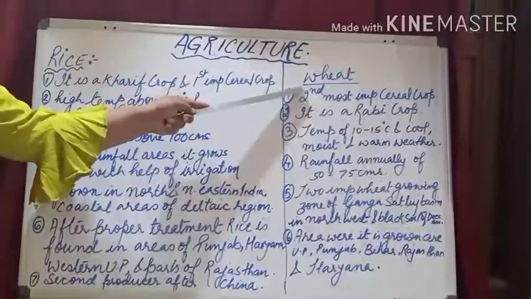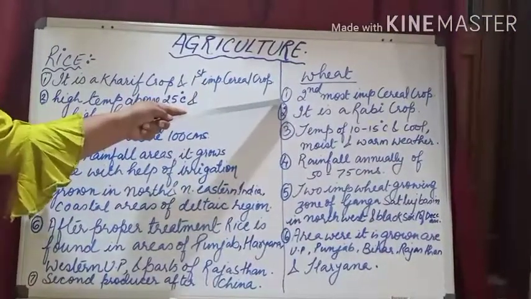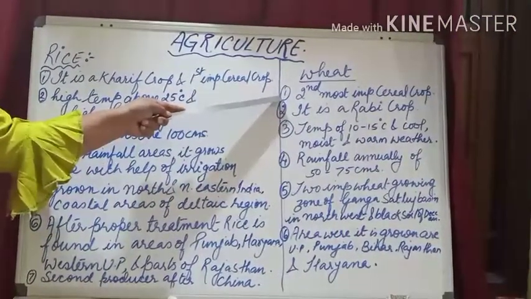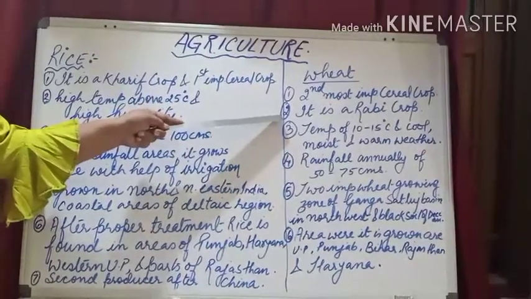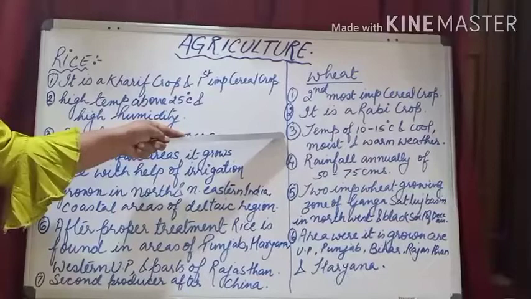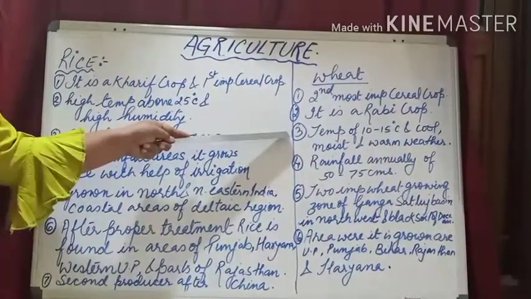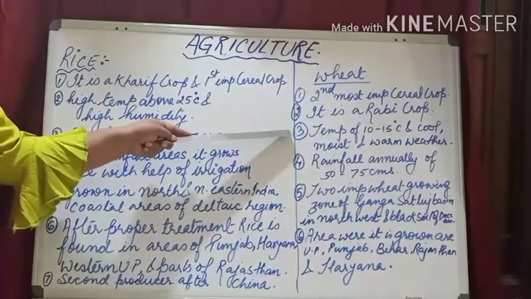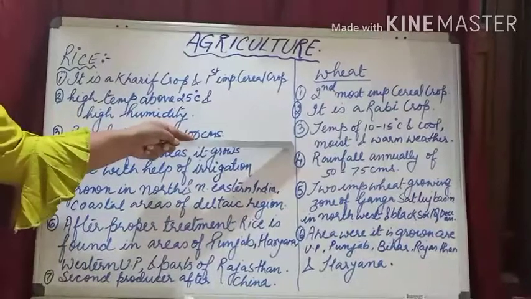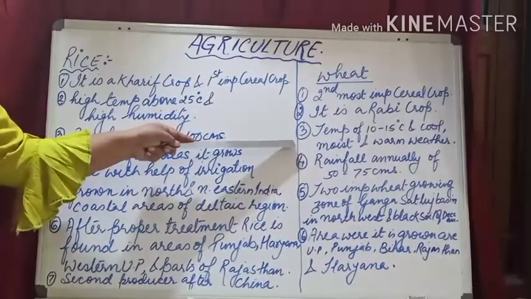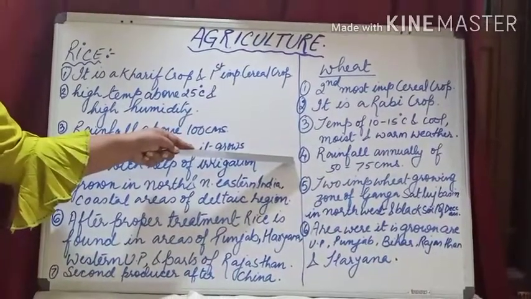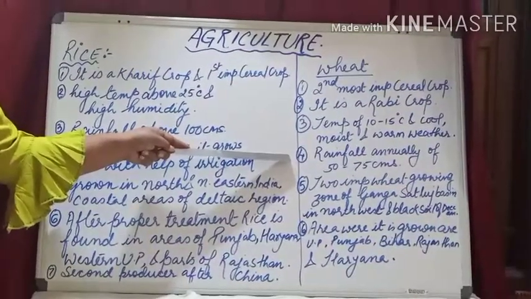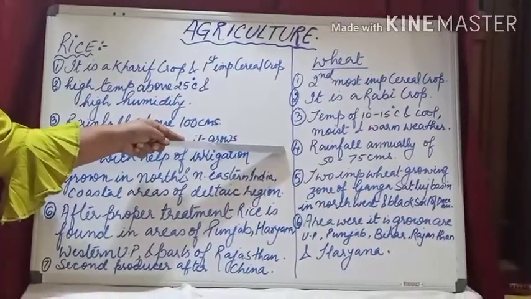Now let's start with wheat. Wheat is the second most important cereal crop of India. It is a rabi crop. The temperature required for wheat is 10 to 15 degrees Celsius, and cool, moist and warm weather is required for wheat. Rainfall should be annually 50 to 75 centimeters.